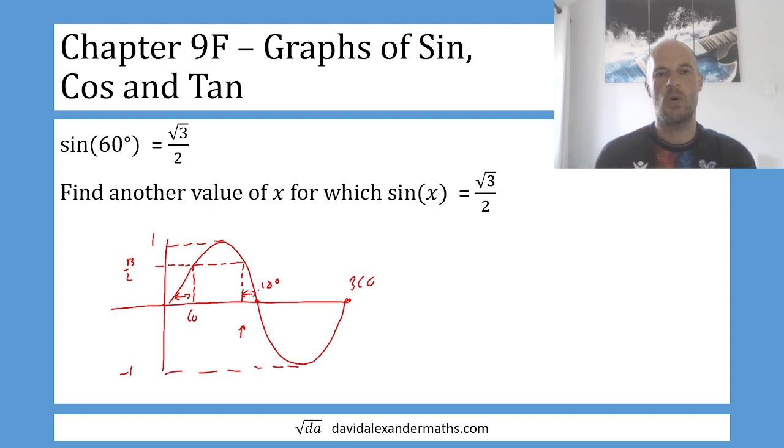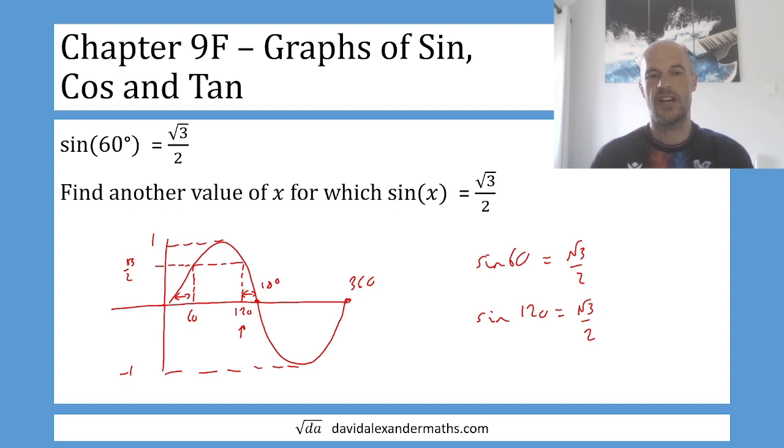Then this is going to be 180 take away 60, so 120. So the sine of 60 will give us root 3 over 2, and also the sine of 120 will also give us root 3 over 2.